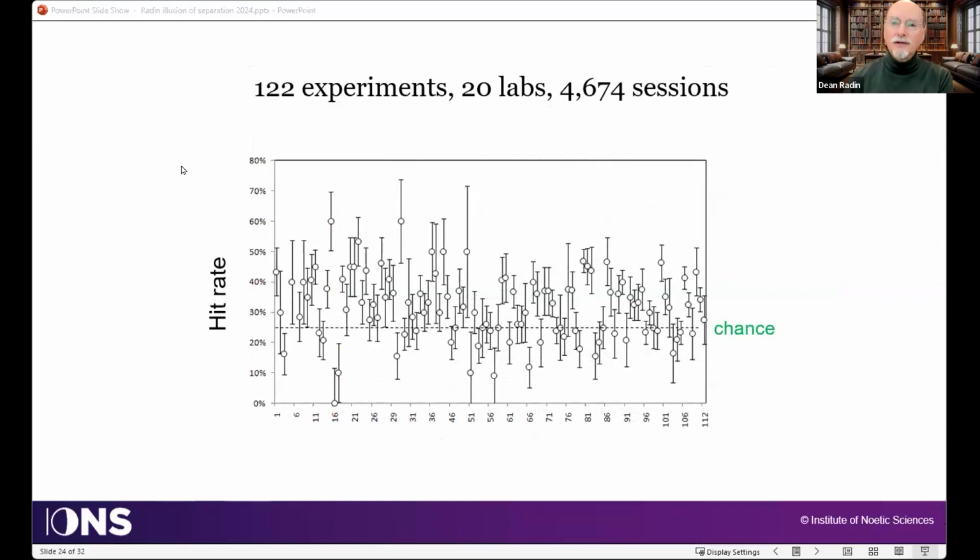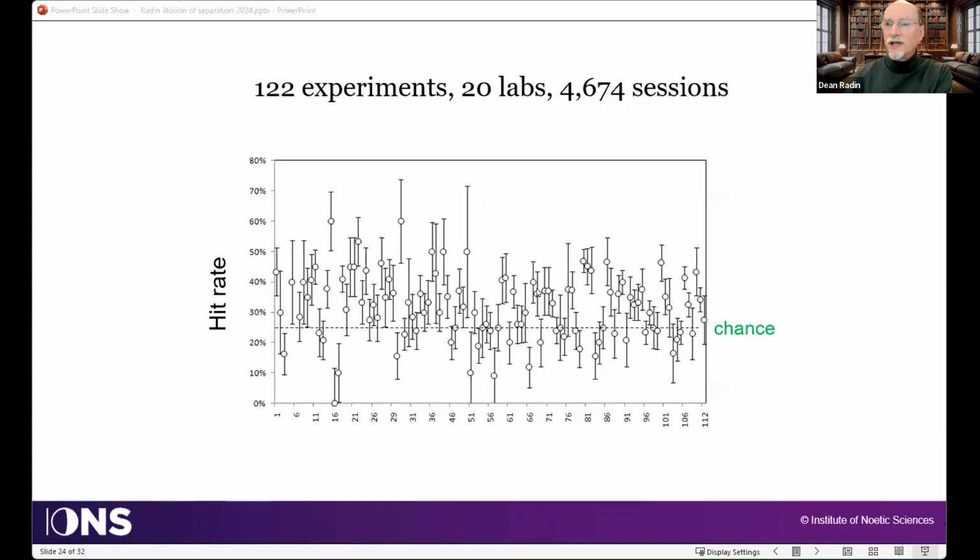If you look at the 122 experiments that have been published in 20 different labs, there's 4,674 sessions like the one that I demonstrated from what Gail did. So there's over 4,000 sessions like that. And when you look at each of the 122 experiments and you look at the hit rate, well, the line in the middle is chance, the dashed line, but these dots are the actual hit rates and the error bars are the 1 standard error bars.